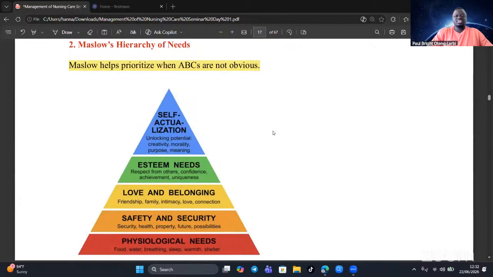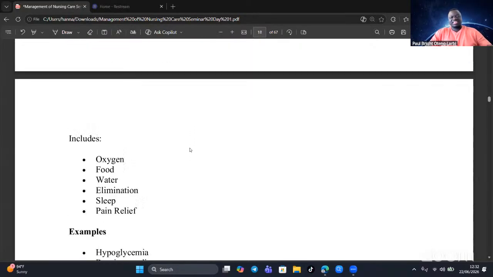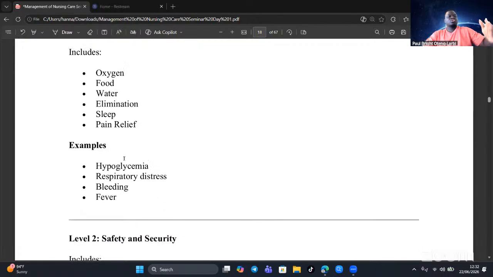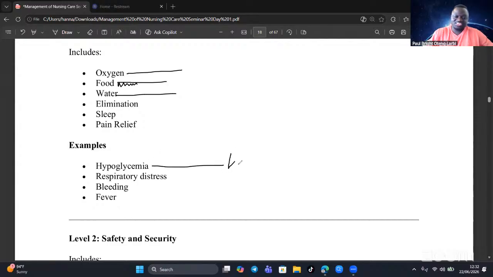Okay. So it goes like that. The physiological needs, these are it. Sometimes the question will not write oxygen, or patient needs food, or patient needs this. They will tell you the patient is hypoglycemic. They have thrown your mind away. They will frame the question so that you will not even think that we are talking about patient needs.